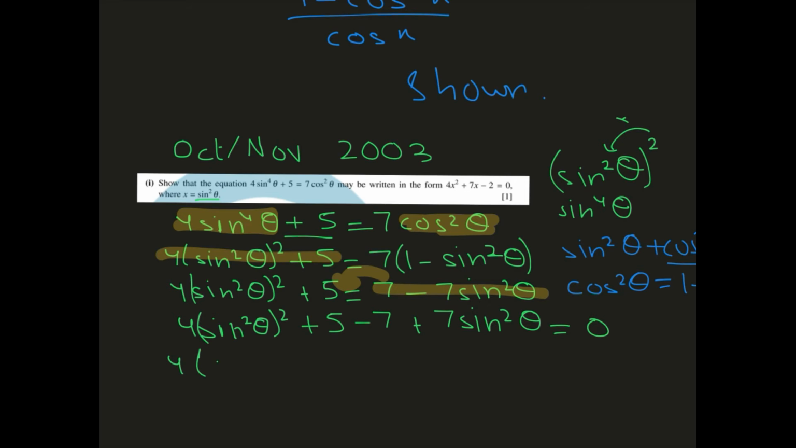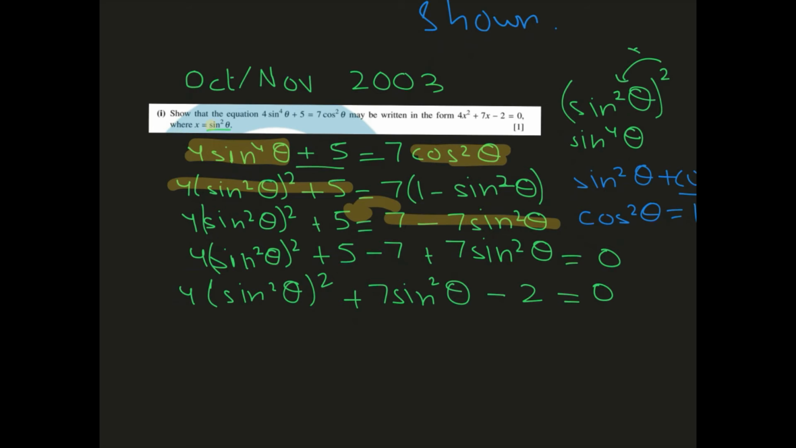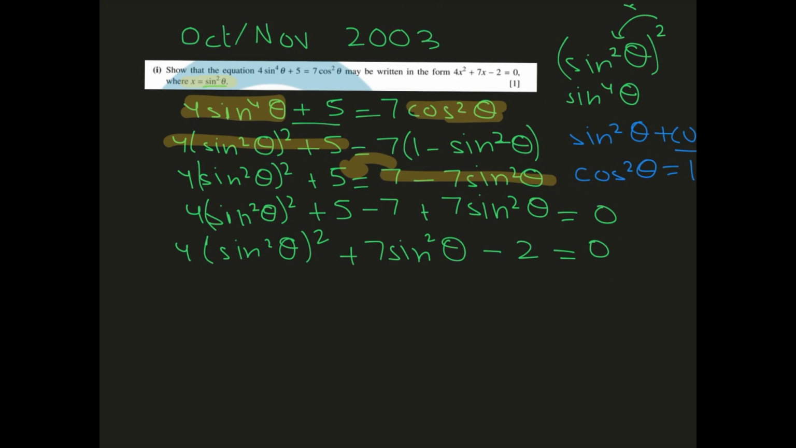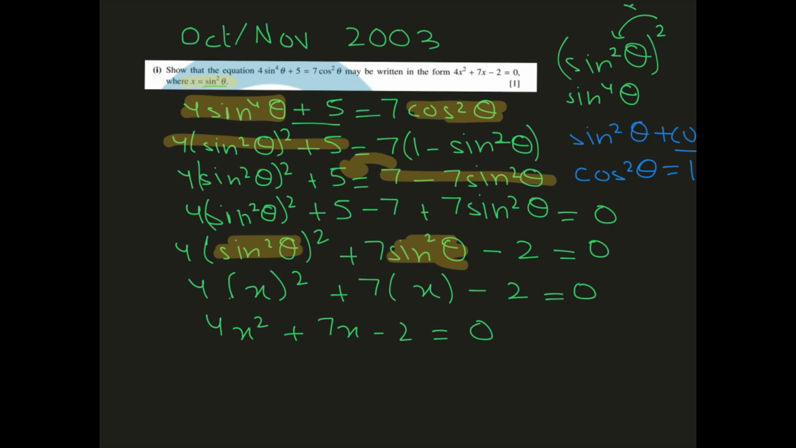Then we rearrange the equation, so this becomes 4 sine square theta squared plus 7 sine square theta, which will be plus 5 minus 7 is equal to minus 2 is equal to 0, right? And they are saying that x is equal to sine square theta, right? So every time we have sine square theta, we will just replace it with x. So we will replace this with x, this with x, and that's it. So this becomes 4x squared plus 7x minus 2 is equal to 0. We'll just remove the bracket, so this becomes 4x squared plus 7x minus 2. So we have expressed this equation in this form. So we'll write shown.